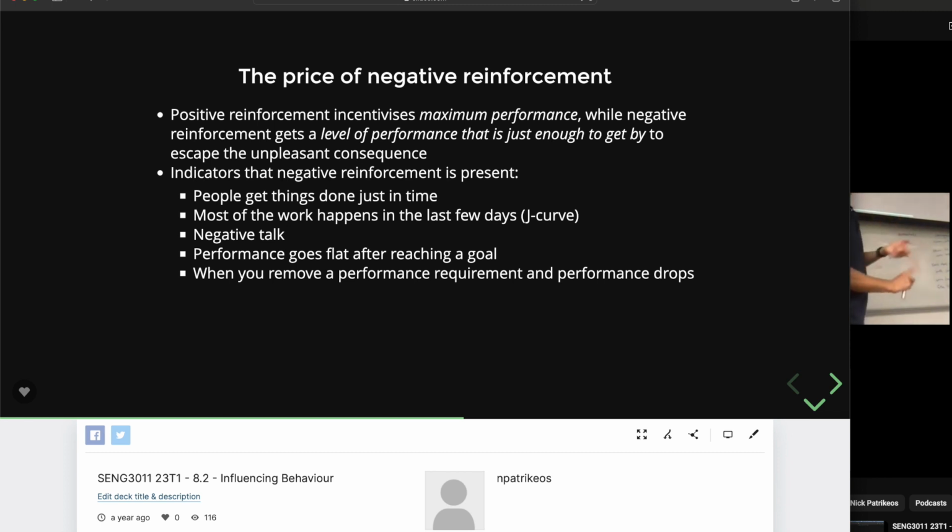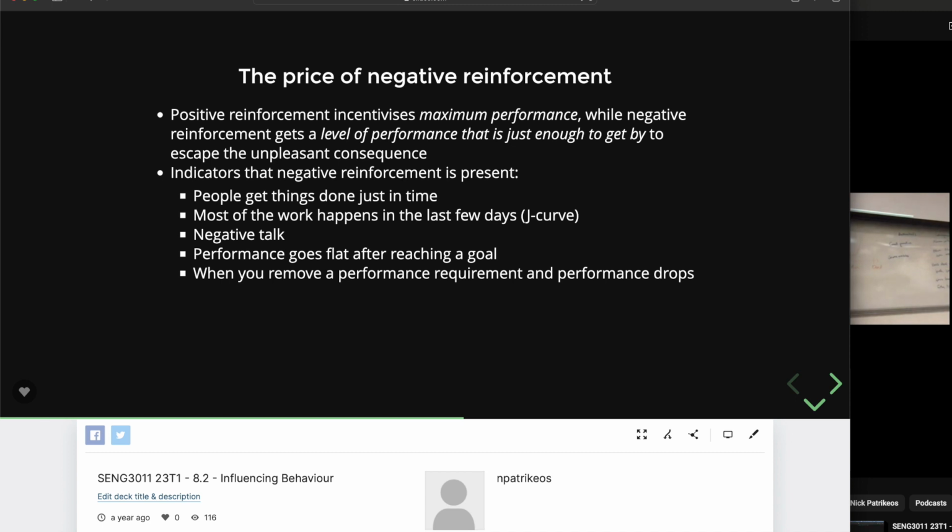Another similar indicator is performance going flat after reaching a goal. I always find it really fun the day after an assignment's due, just how dead the forum is, particularly for the big courses with lots of students. And then lo and behold, people say things like, I hate this place to work, or people put too much pressure on us, or I have a high level of work. I mean, sometimes people are just talking, right? That's just their way of talking about their life to other people. But sometimes, if you hear a lot of that talk, then there's probably negative reinforcement at play.